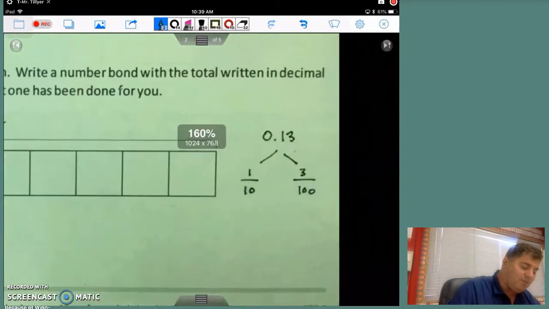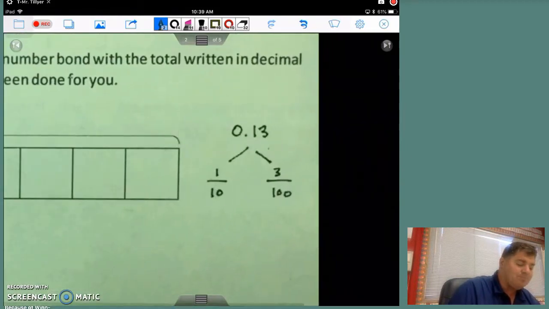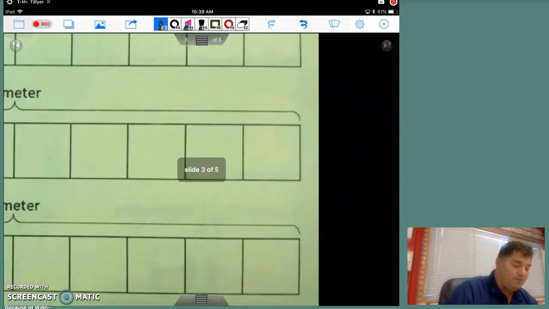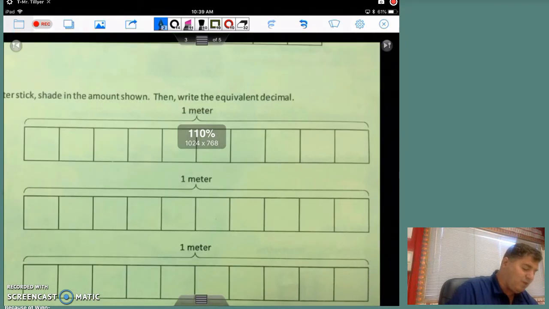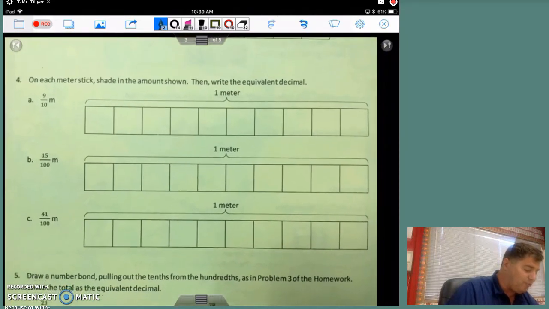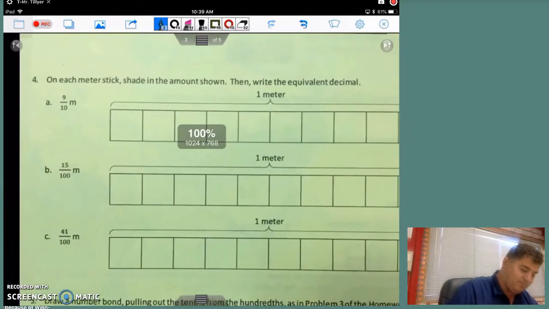They also did a number bond over here for you. So 0.13 can be broken down into 1 tenth. The 1 tenth goes over here, and the 3 hundredths goes over here. All right, let's do one of these together. This time they don't give us as much room to work on, but we'll go ahead and do this.